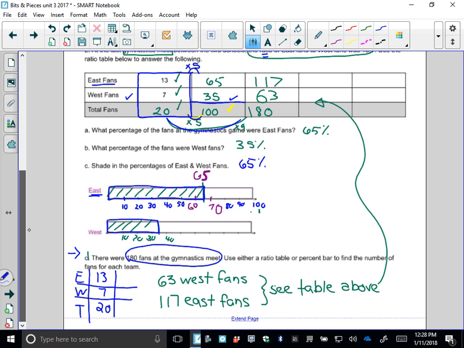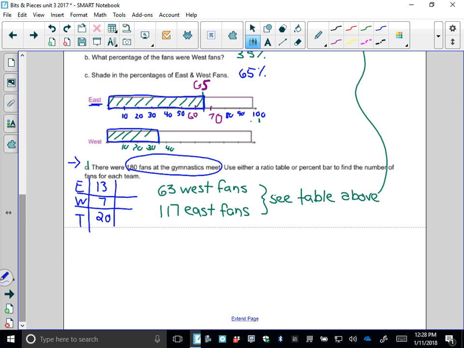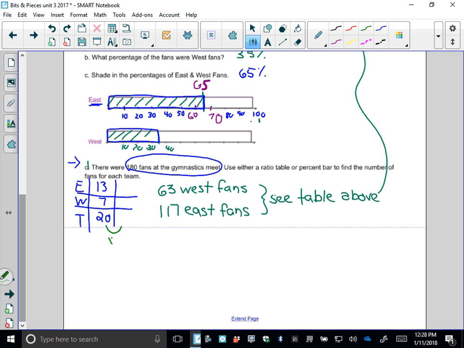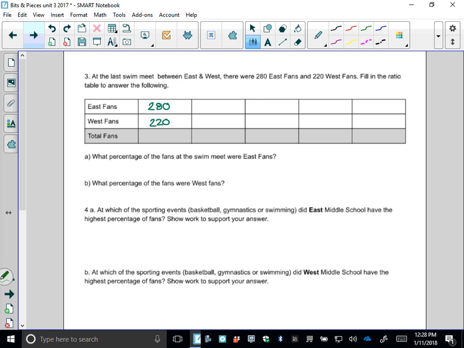And we need to figure out, if the ratio of East fans to West fans was 13 to 7, what if there were 180 fans? And so we talked about just multiplying this by 9, multiplying the 7 by 9 and the 13 by 9. And then we find out that there would be 63 West fans and 117 East fans for a total of 180 fans. That's kind of where we left off. So let's just practice with another problem.